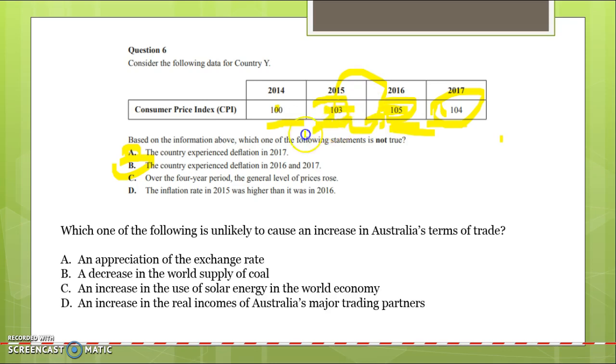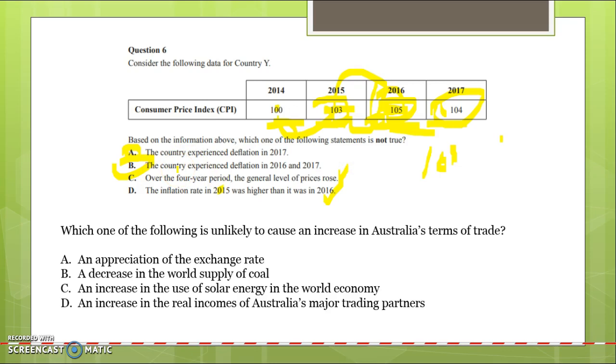So to do that, you have to work out the change for the year. In 2015, inflation increased by around 3%. In 2016, just because this figure's bigger doesn't mean inflation was higher. It means prices are now higher, but the inflation rate hasn't been as high in that year because it's only increased by 105 minus 103 divided by 103, which will give you just under 2%. So prices have gone up, but the inflation rate was higher in 15 than it was in 16, which makes that last statement true, which means the only incorrect statement is B.